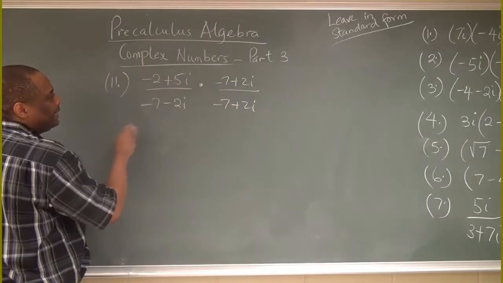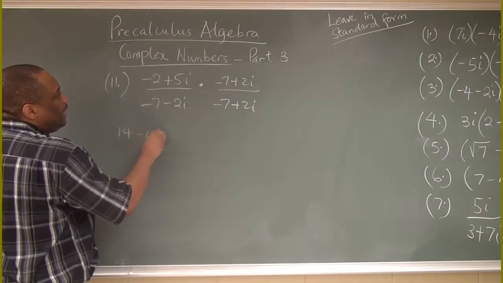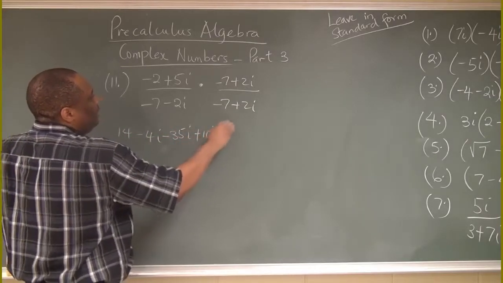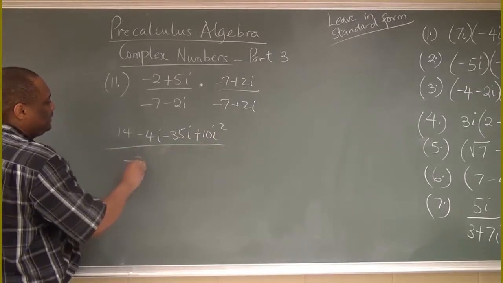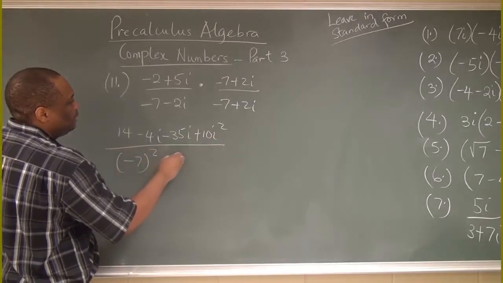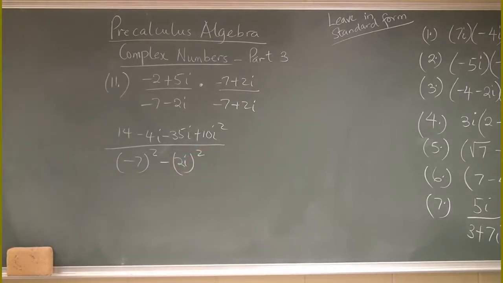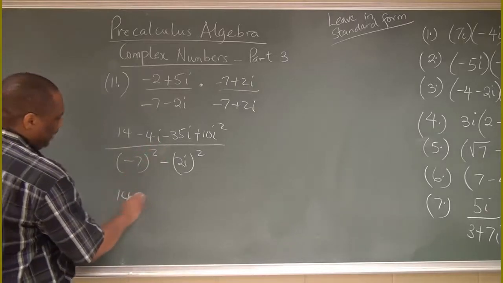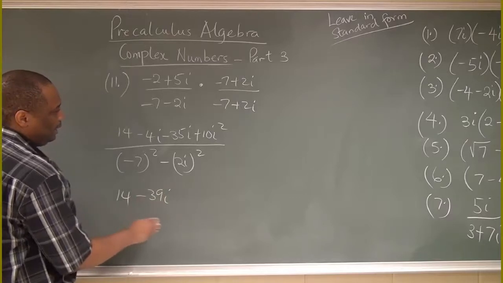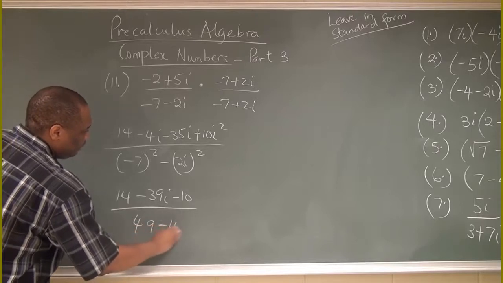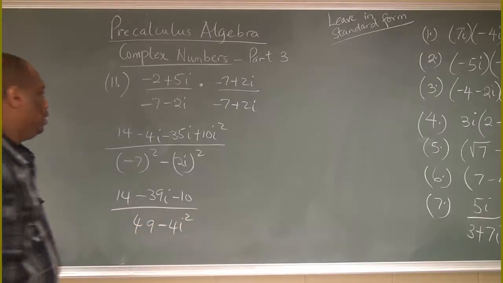So this is what? Negative 2 times negative 7 is 14, minus 4I minus 35I plus 10I squared, all over negative 7 all squared minus 2I all squared. Okay? So this will give us what? 14 minus 39I minus 10, all over 49 minus 4i squared.